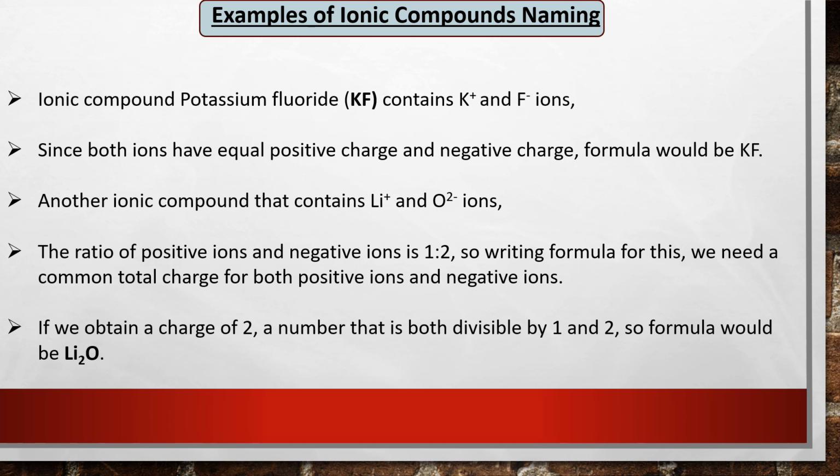Examples of ionic compounds naming. Ionic compound potassium fluoride, KF, contains positive potassium ion and negative fluoride ions. Since both ions have equal positive and negative charge, formula would be KF.